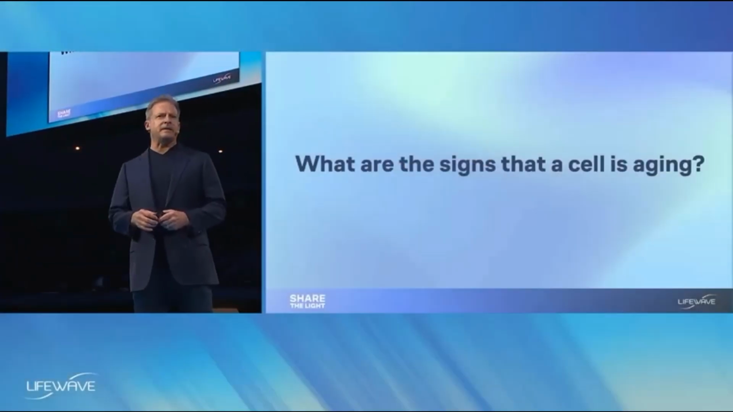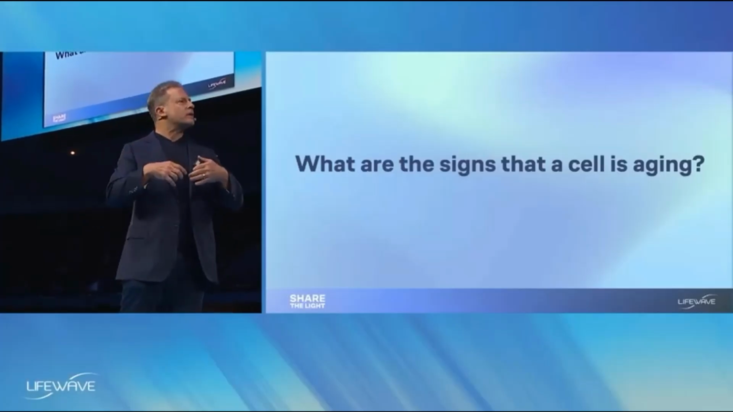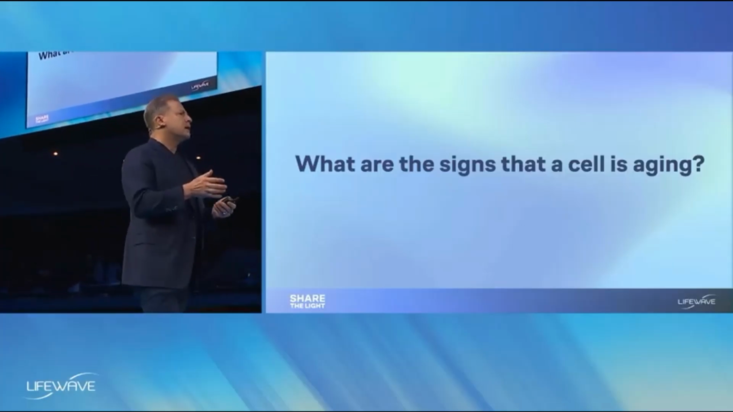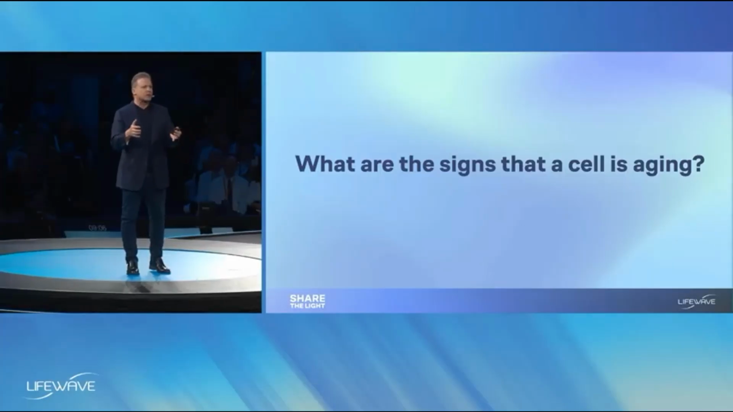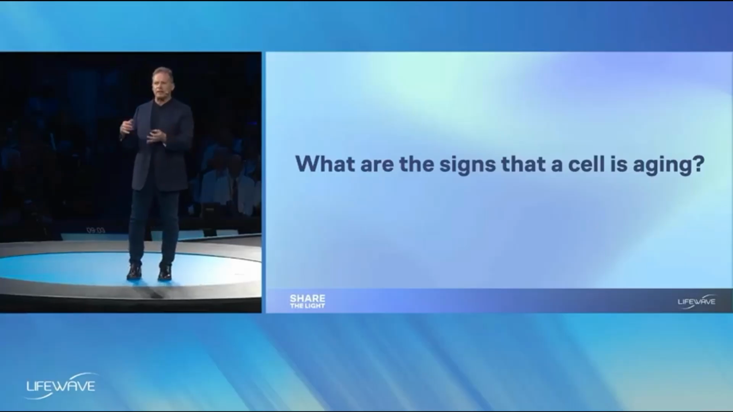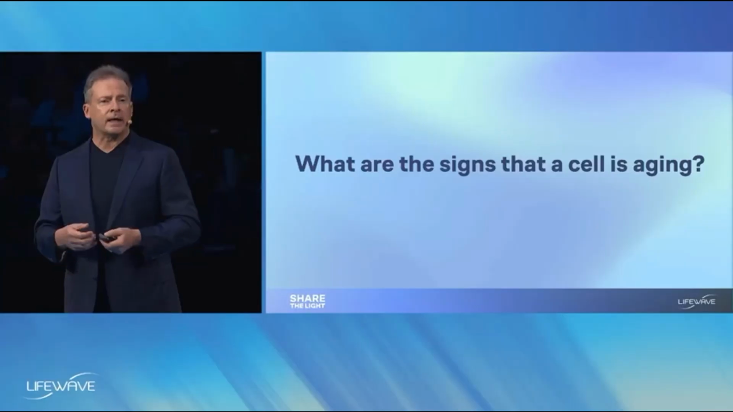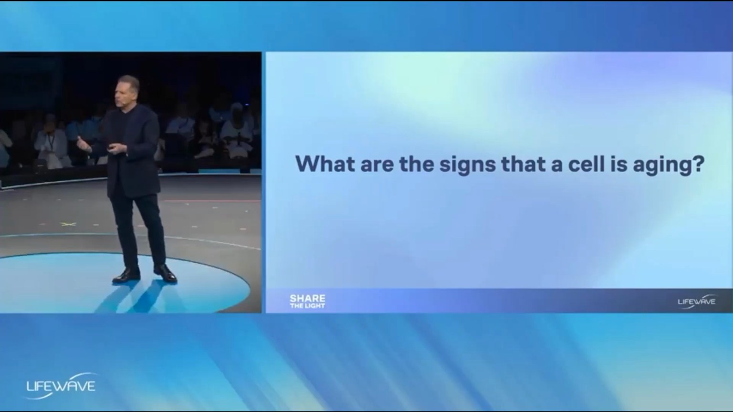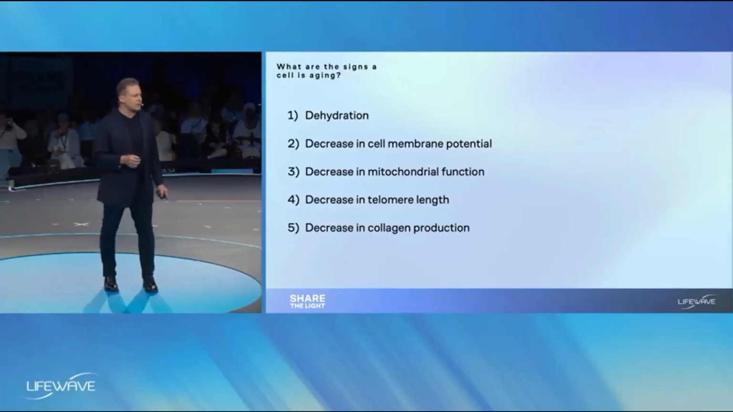So, what are the signs that a cell is aging? This is where, again, we're going to look towards nature for clues. If we can examine the structure of cells and how they change over time, we can learn about how to stop or even reverse these changes. So let's look at some of them.